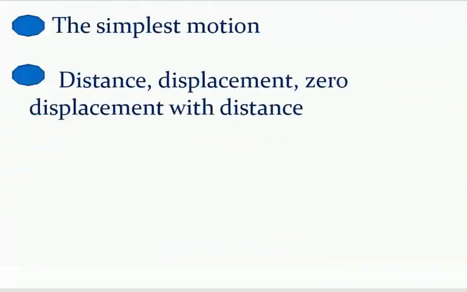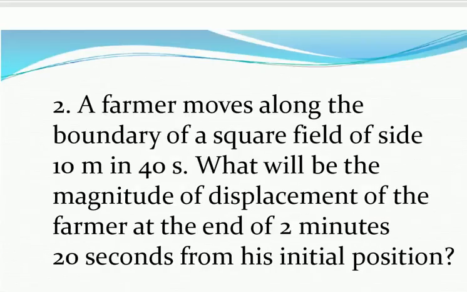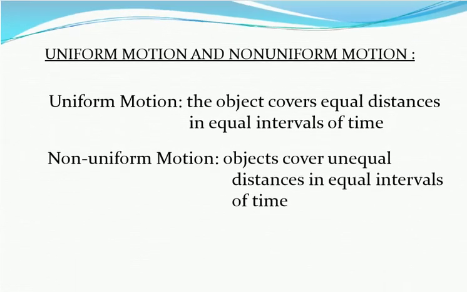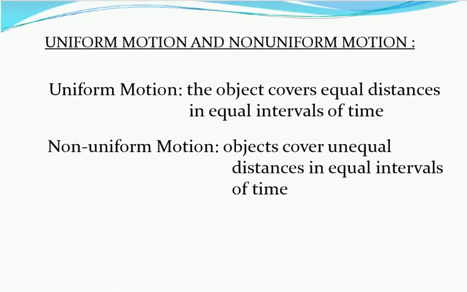Last class I explained distance and displacement. What is the difference between distance and displacement? So today we will come to different types of motion. Broadly, motion is of two types. First one is uniform motion. Second one is non-uniform motion.